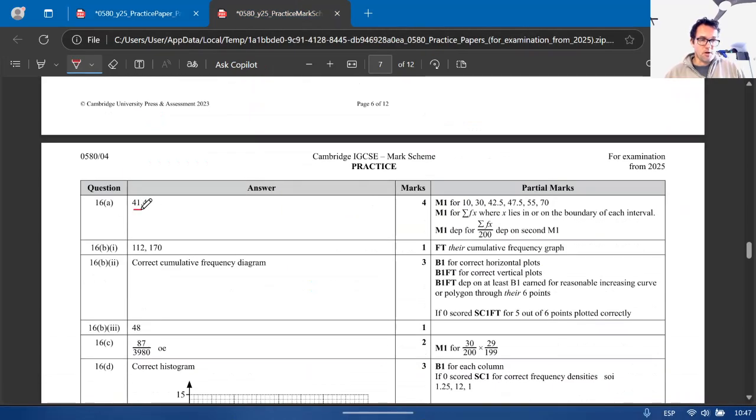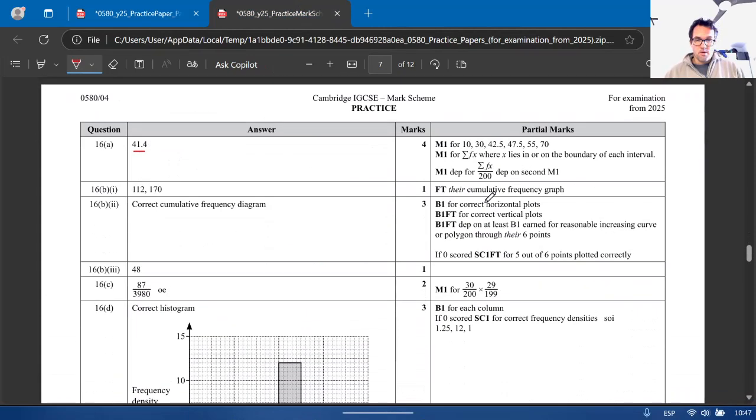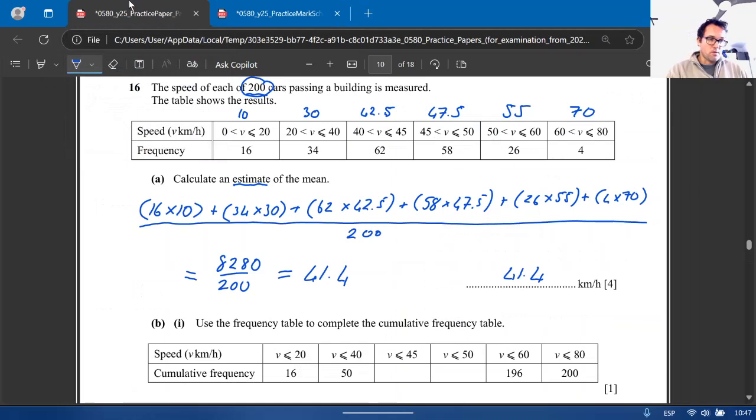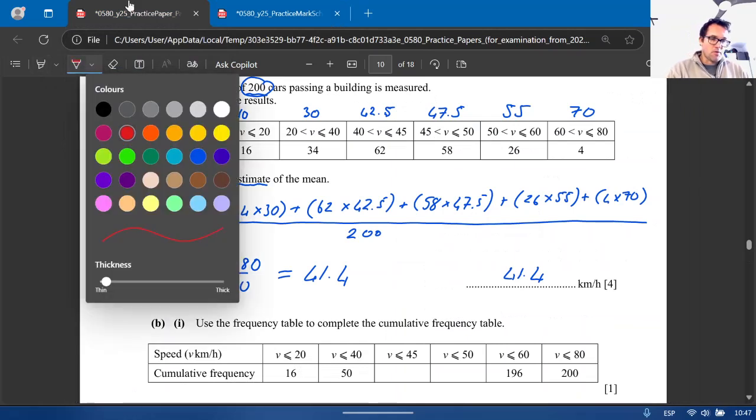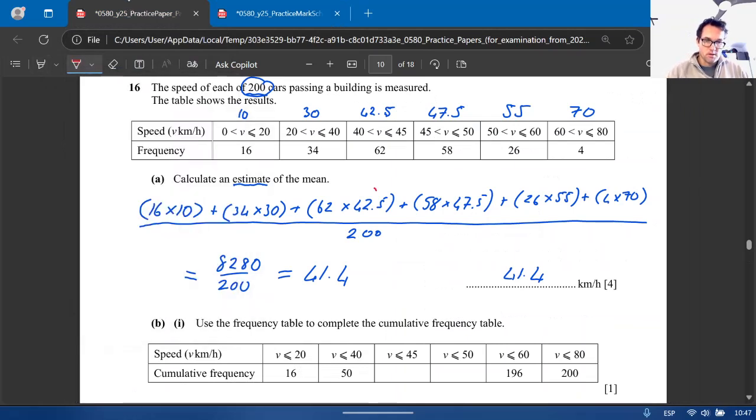That's correct, 41.4. Okay, and the marks here are awarded as follows. You get a mark for showing the midpoints correctly, most of them. You get a mark for multiplying and adding together. Then you get a mark for dividing by 200, and then a mark for the final answer. So if you do make a calculation mistake, but you've shown all your working out, you can get 3 out of 4, right? That's why it's important to show every step.